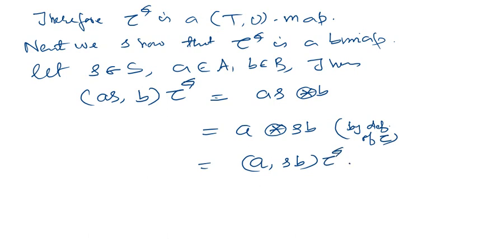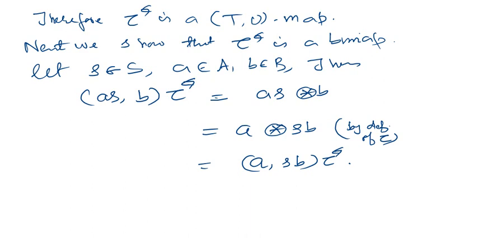So tau natural is a bimap. So now the first property is done: tau natural is a bimap, and this A tensor B over S that you have defined is a TU system. Now you have to take any other TU system and any other bimap, and then prove that there exists a map from A tensor B to that TU system, and that it must commute the triangular diagram.